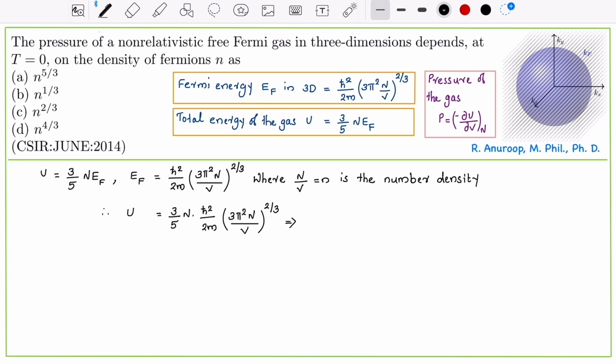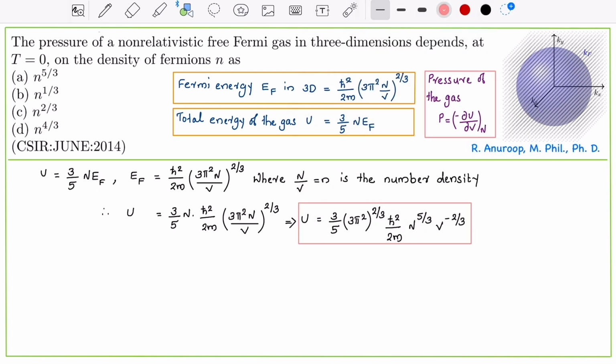Now let us rearrange the terms. We have the total energy U is equal to 3 by 5 (3π²) raised to 2 by 3. Let us take all the constant terms outside the bracket. Then we have ħ² by 2m, then N raised to 2 by 3 into N, that is N raised to 5 by 3. Now we have V raised to minus 2 by 3. This is the expression for the total energy of the gas in 3D.